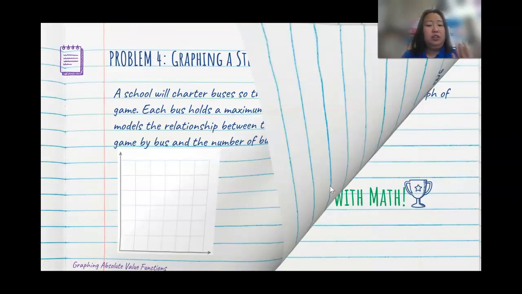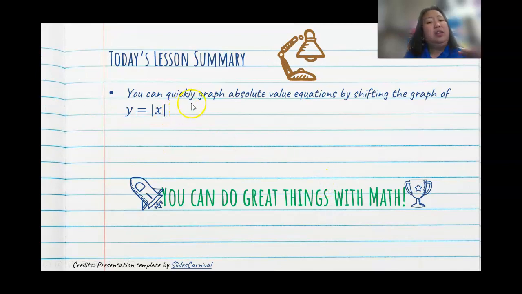To summarize the lesson, you can quickly graph your absolute value by shifting the graph. You can move up, down, left, or right of the absolute value of x.